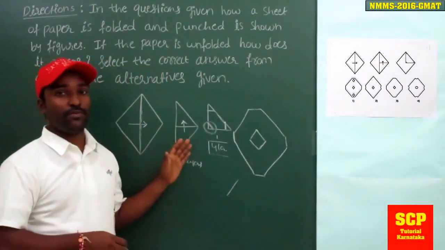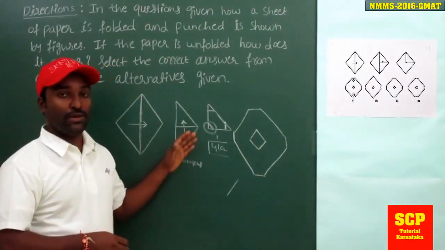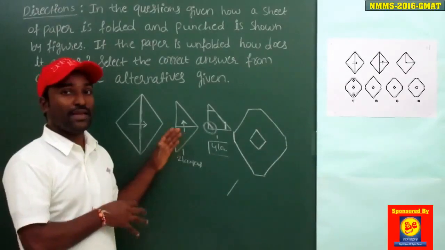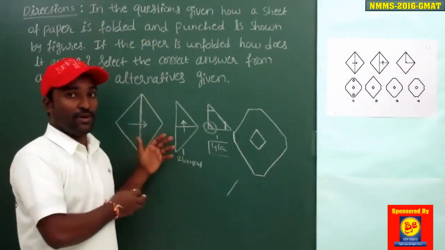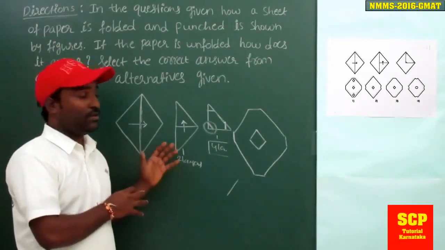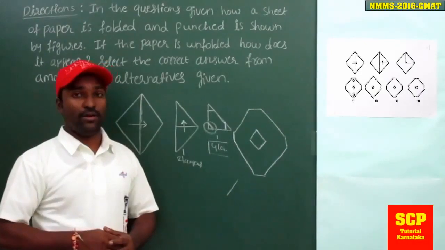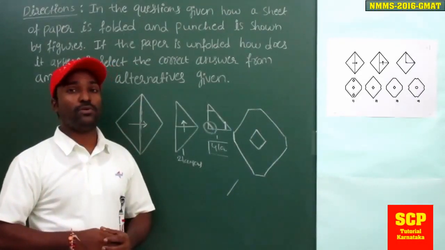Using elimination of options by seeing the different cuts, different punches on the paper, and different layers formed, how many layers formed, how many cuts will appear, and where they appear. Using those techniques you can eliminate wrong options and finally come to the correct option. Well friends, now I will move to the next problem.